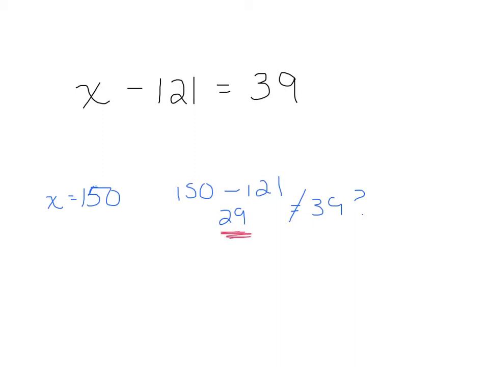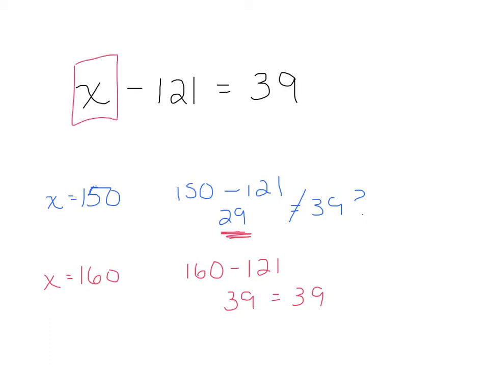I'm too low by 10. So let's try making x equal 160. What's 160 minus 121? It would equal 39. So 39 equals 39. A lot of times we can use mental math. Think about the variable x as a what minus 121 would equal 39, and then think about what the solution would possibly be.